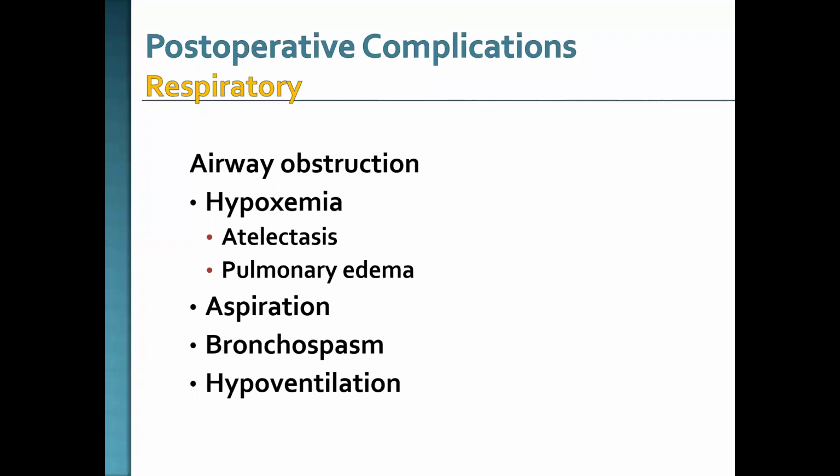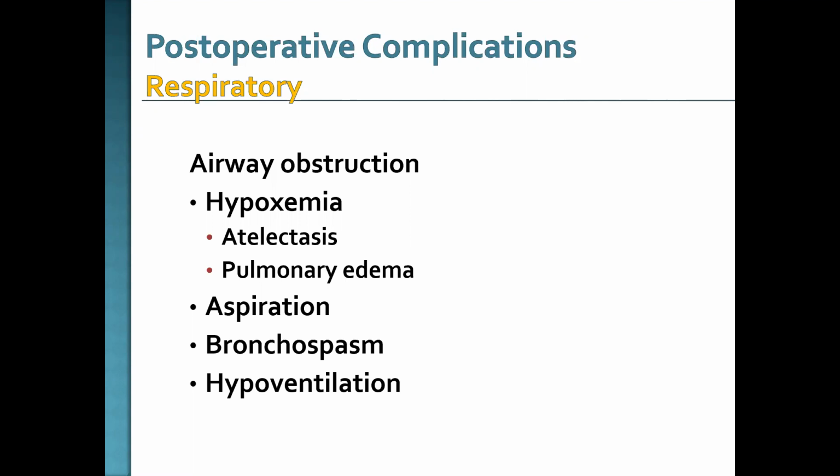Hypoxemia is a partial pressure of arterial oxygen less than 60 millimeters of mercury and is characterized by signs and symptoms including agitation to somnolence, hypertension to hypotension, and tachycardia to bradycardia. Pulse oximetry will be under 92%. Aspiration of gastric contents into the lungs may cause laryngeal spasms. It may cause infection and pulmonary edema. This is a potentially serious emergency.